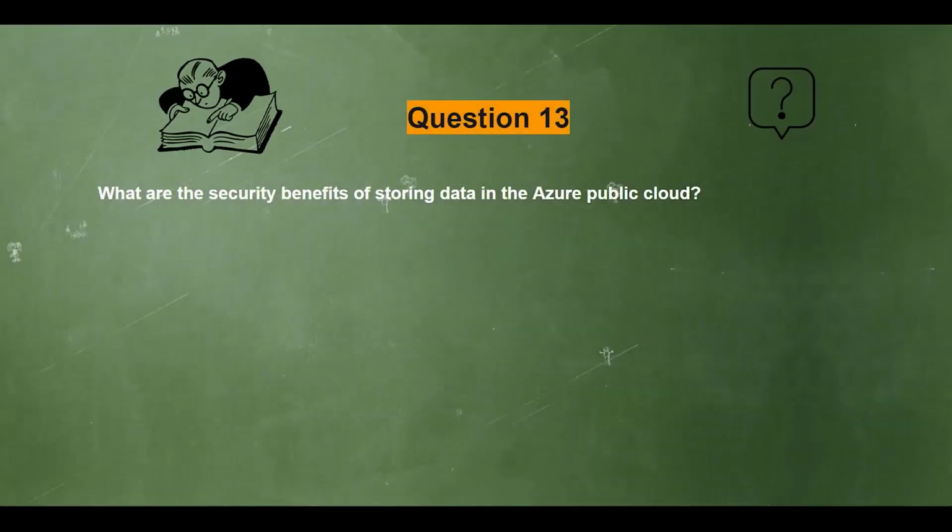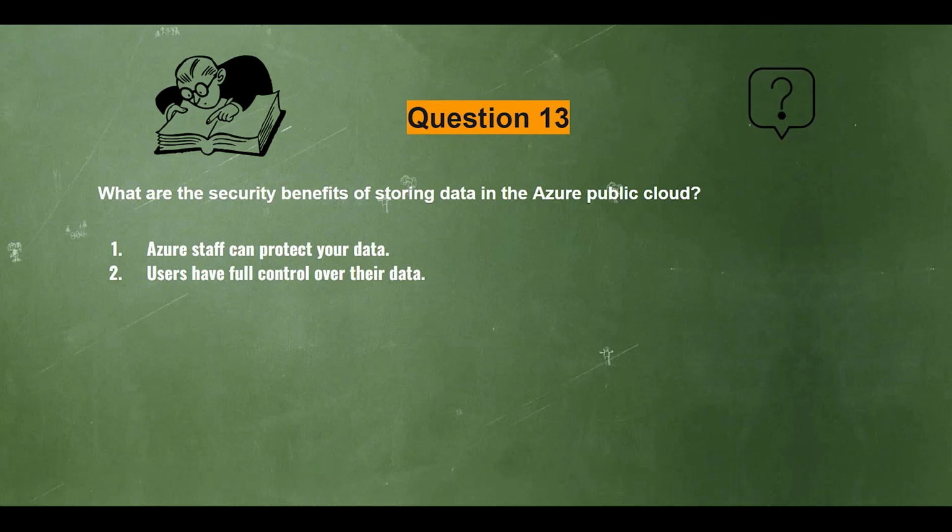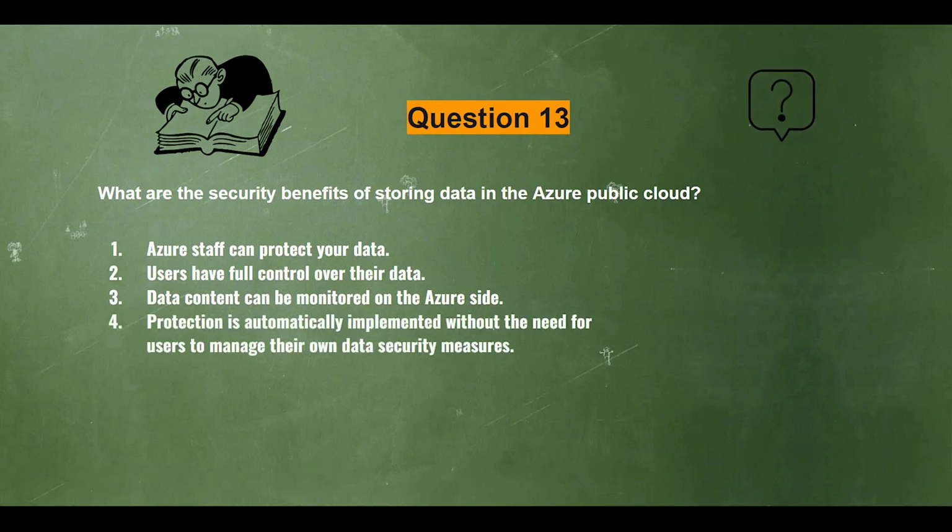Question 13. What are the security benefits of storing data in the Azure public cloud? And the options are: Option 1, Azure staff can protect your data. Option 2, users have full control over their data. Option 3, data content can be monitored on the Azure side. And number 4, protection is automatically implemented without the need for users to manage their own data security measures. And the correct answer is Option 2.